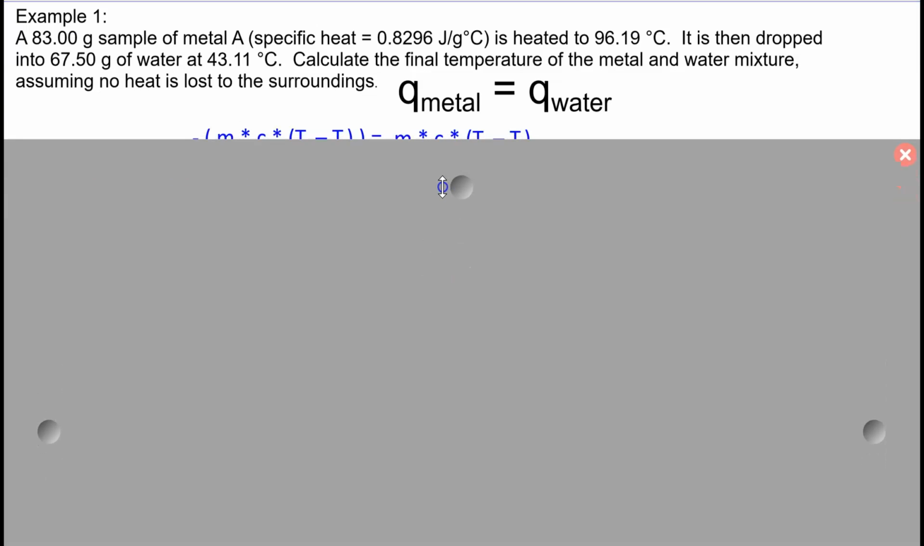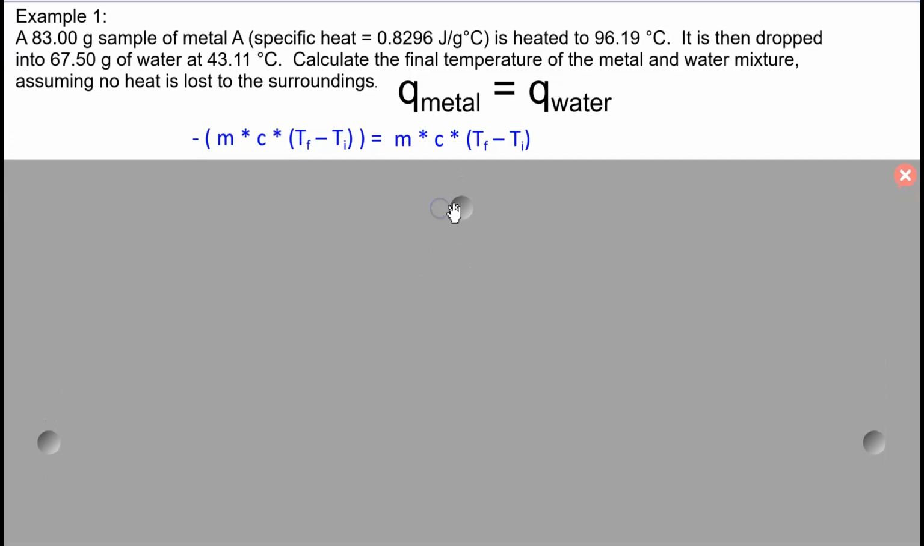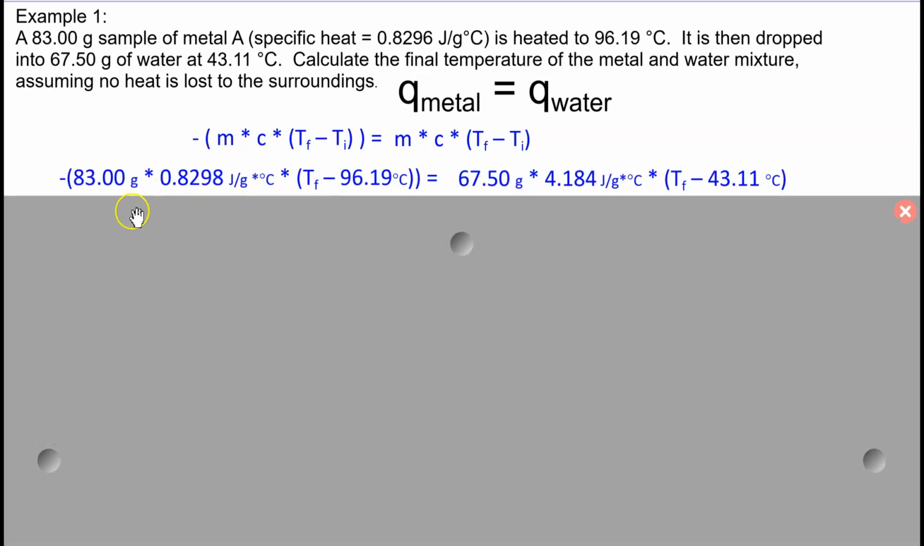Okay, so this was the formula we had just a moment ago on the previous page. Now we're going to begin pulling numbers from up above. So I have my negative, my M for my metal, because remember this side is the metal side, my specific heat for my metal, we're solving for TF. Remember, the TFs will be equal eventually when all the heat is transferred.